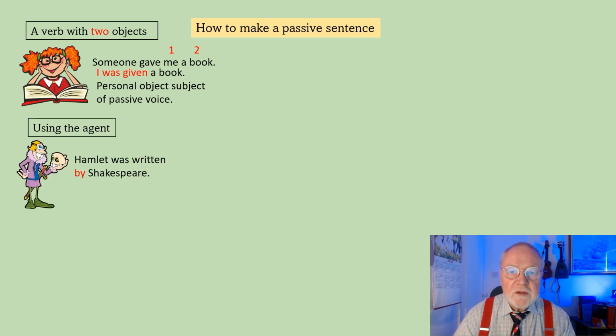We have to use the agent sometimes if the sentence isn't going to make sense. I could say Hamlet was written, but it doesn't make a lot of sense, so I would add Hamlet was written by Shakespeare.